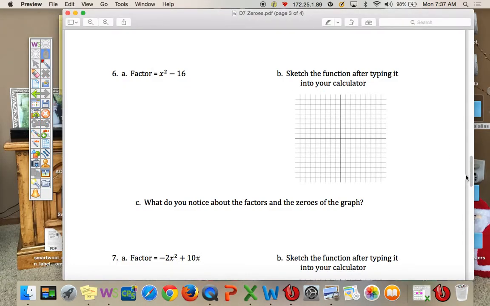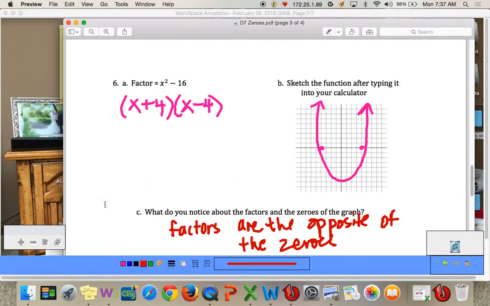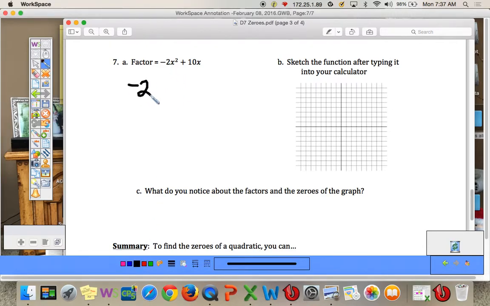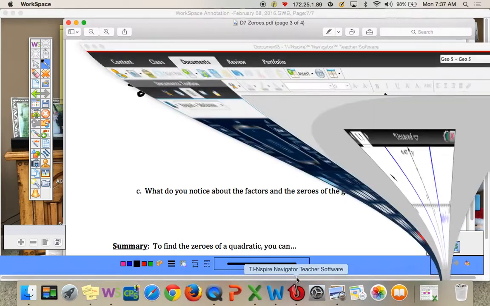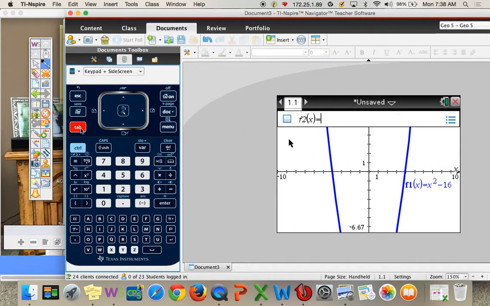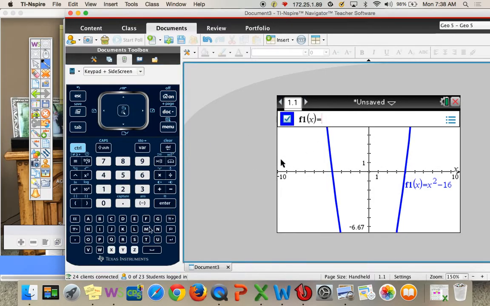Okay, let's try one more. Let's factor this. We can pull a greatest common factor out of this. Let's pull out a negative 2x. And if we do that, we get x minus 5. And we can't factor that any further, so let's go ahead and type this in and see what's happening. So hit tab. All right, so here it's negative 2x. Oh, I did 5. Oops. Let's try it again. Negative 2x parentheses x minus 5.